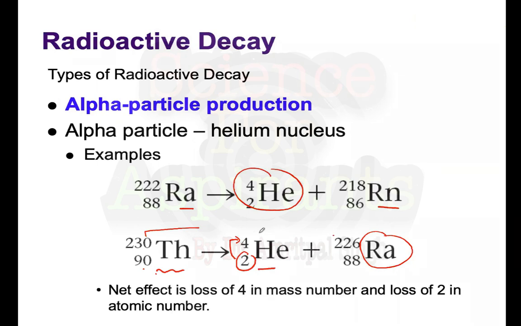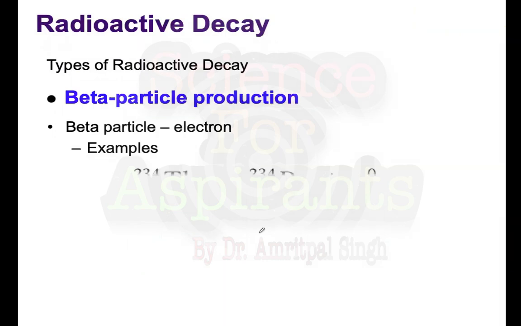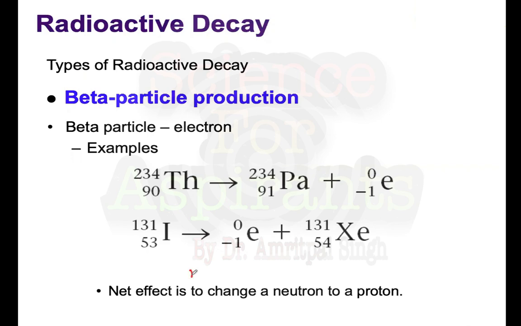So the net effect in alpha particle emission is the loss of 4 in mass number and loss of 2 in atomic number. And in beta particle emission, the net effect is the change of a neutron to a proton, so you can see that the atomic number increased by 1.